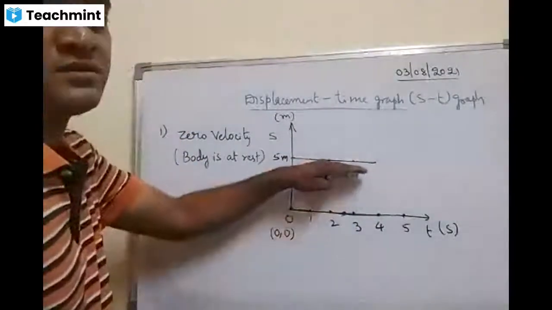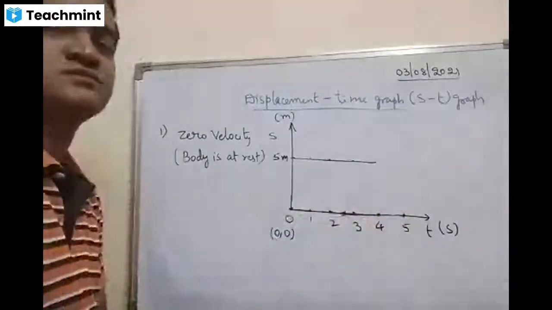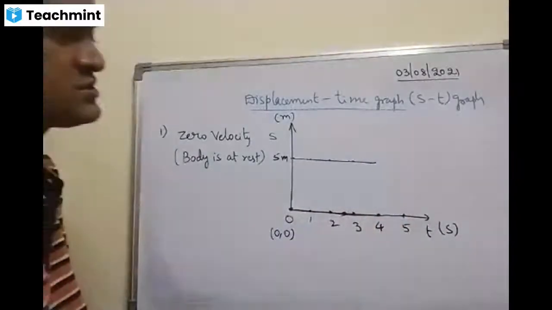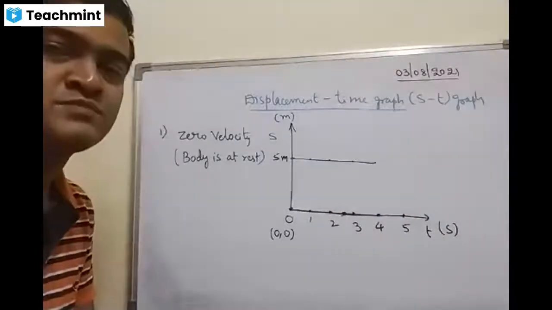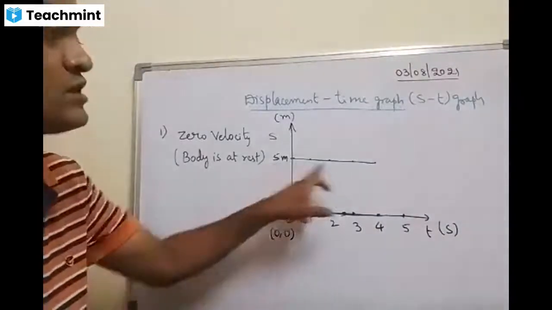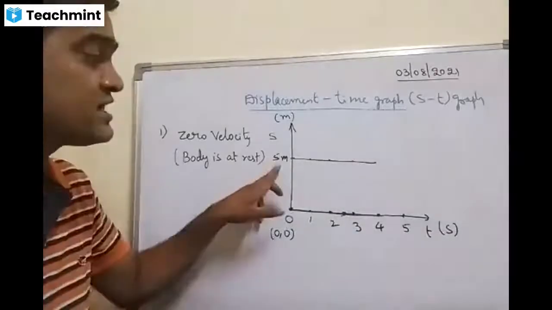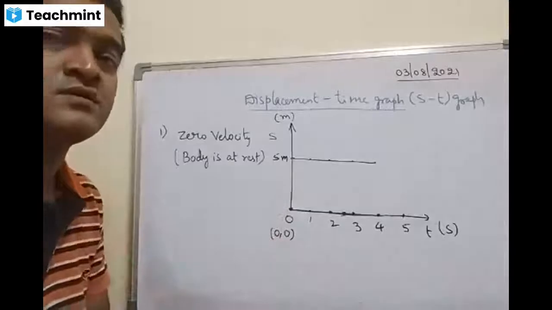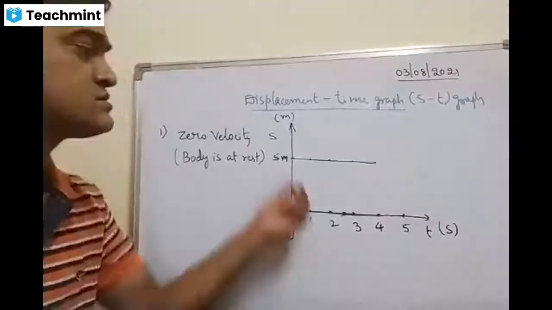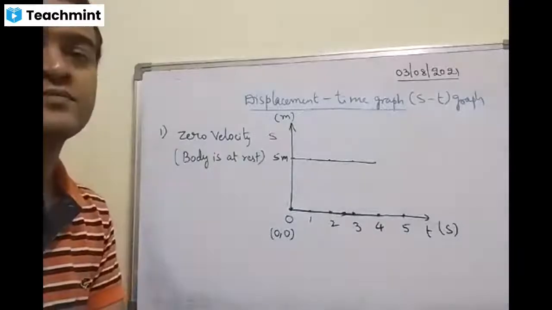how did I get the line? I got a straight line parallel to time axis, right? And what about displacement values? Is there any change in displacement? Displacement remains constant. So the body is at rest at what displacement? 5 meters. At 5 meters, the body remains at rest, right?